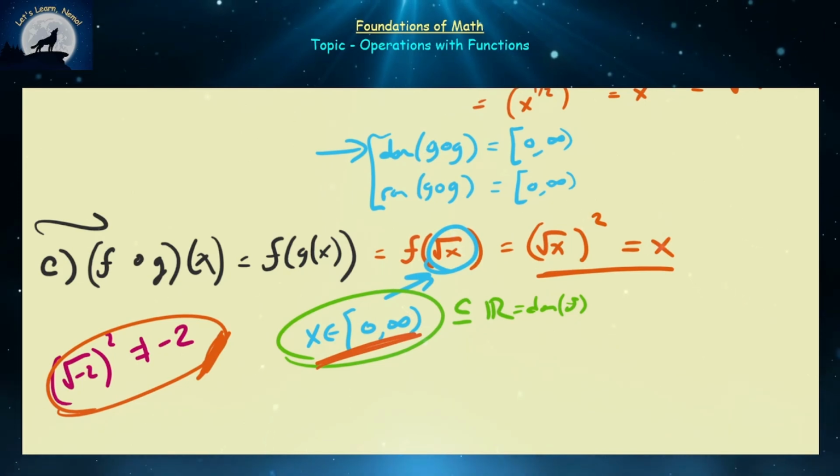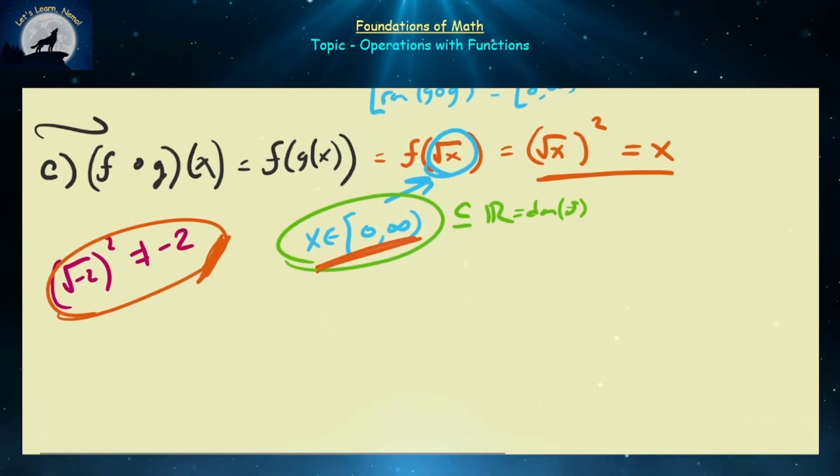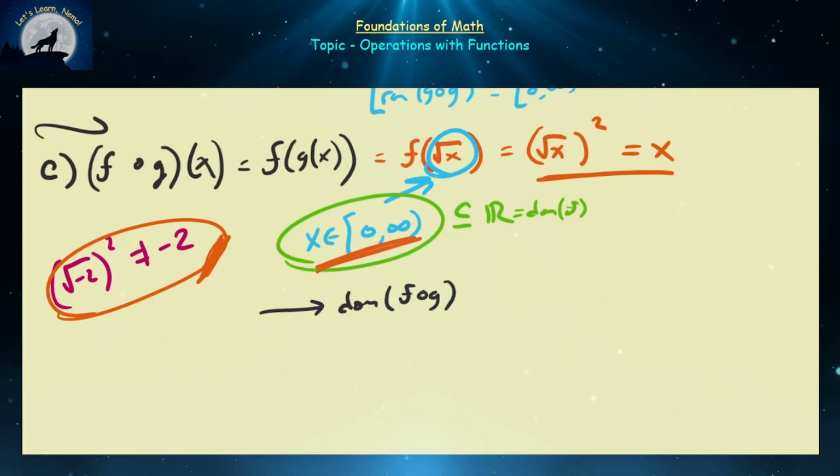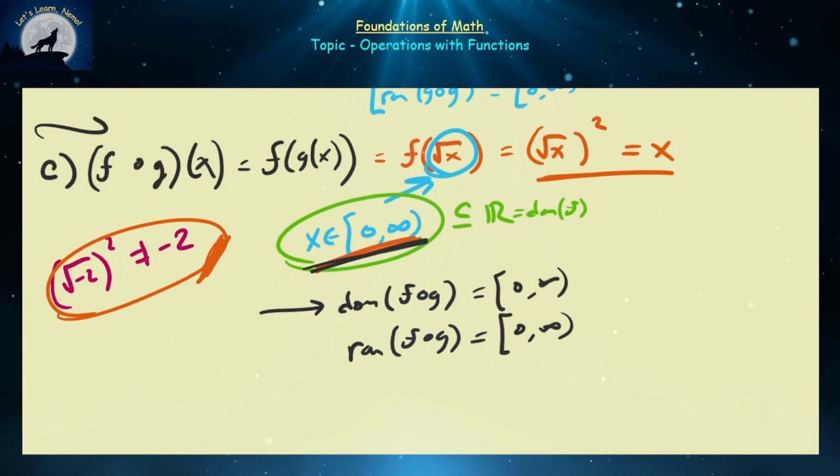Very, very important. So what exactly is the domain of f composed with g? From this analysis, we can clearly see the domain of f composed with g is the same as the input of g, which is going to be equal to 0 to infinity. It's going to be undefined otherwise, and the range of f composed with g also will be 0 to infinity.